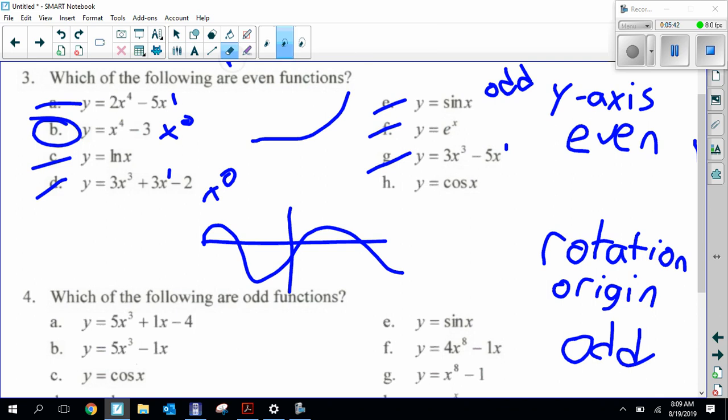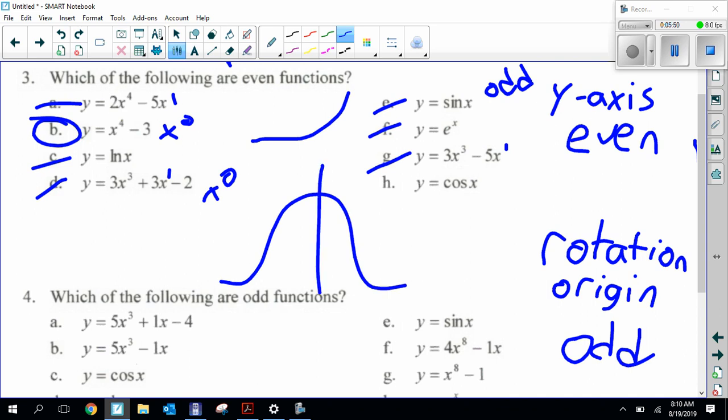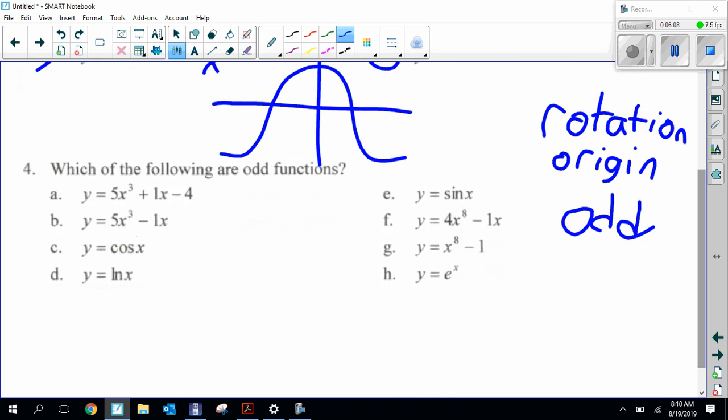Cosine kind of looks like that. If you fold it over the y-axis, it matches up. So that's got y-axis symmetry, so it is even. Cosine's even, sine is odd. Natural log and e to the x are neither. So apply that onto the next one. Cosine's even, sine is odd. Natural log and e are neither, just like we just talked about.